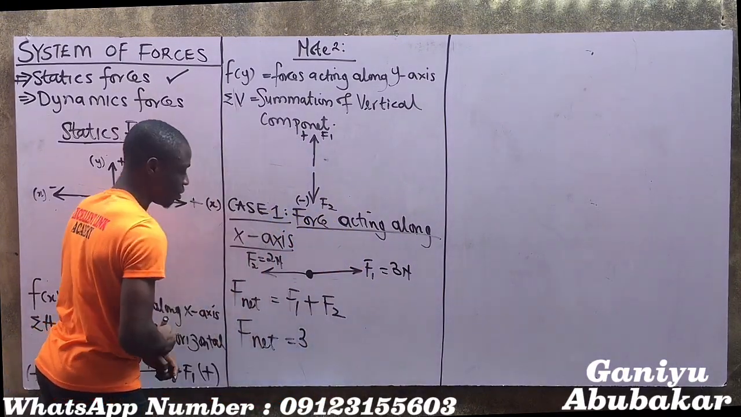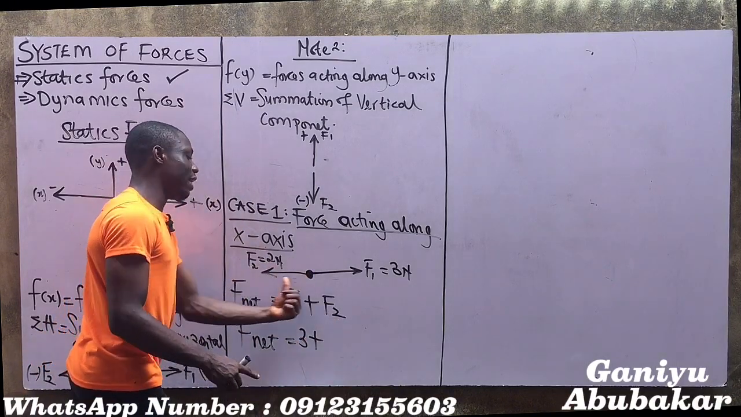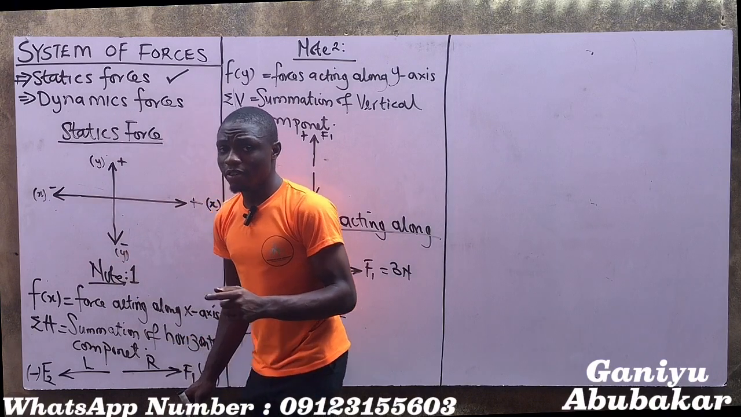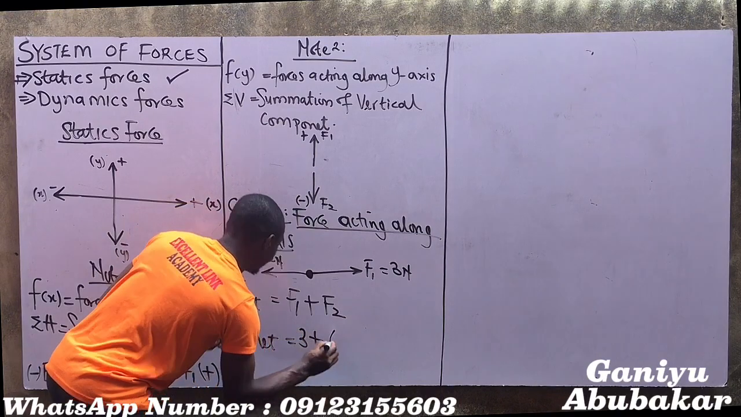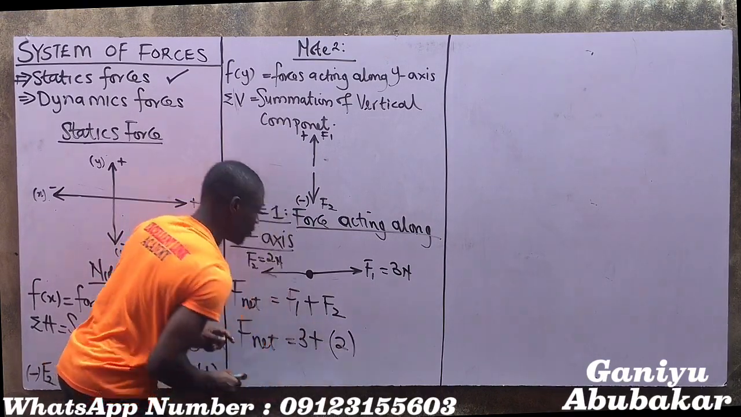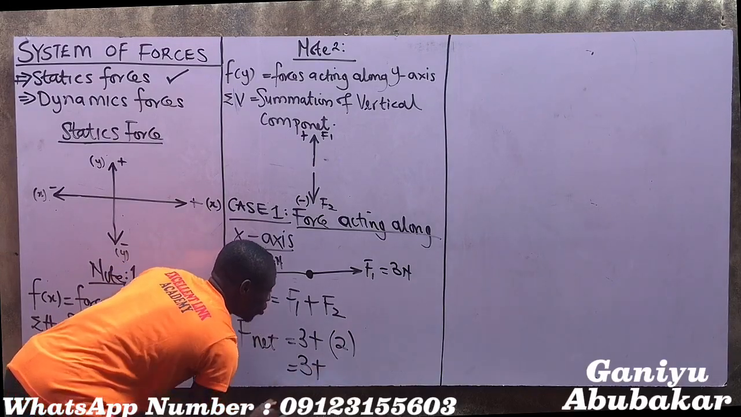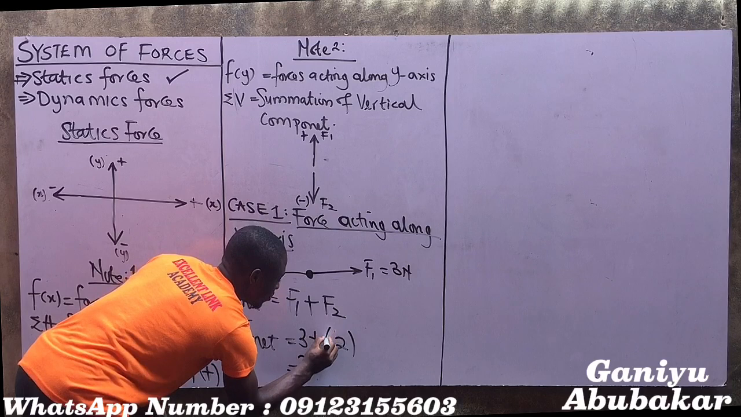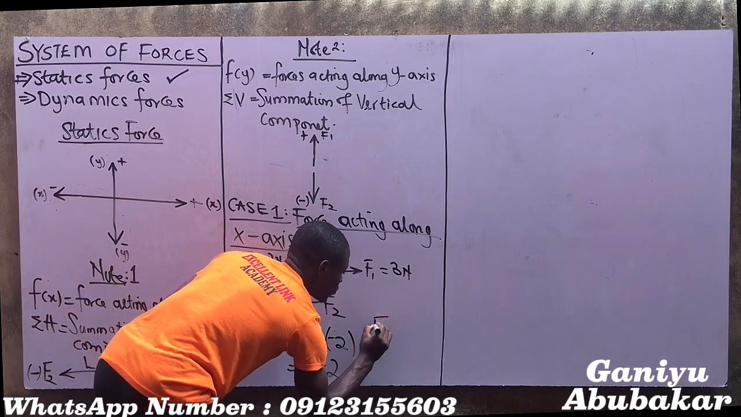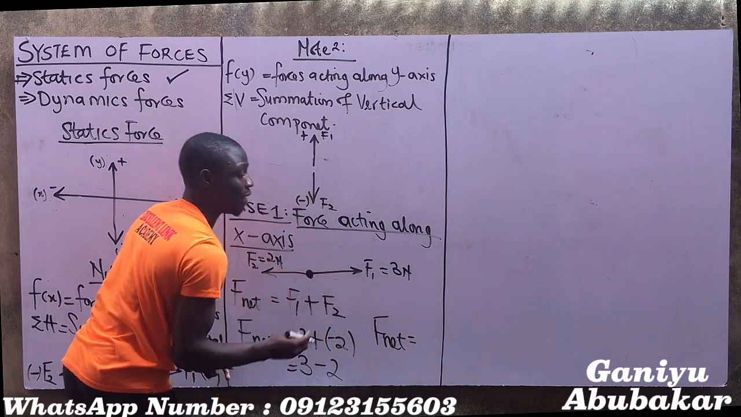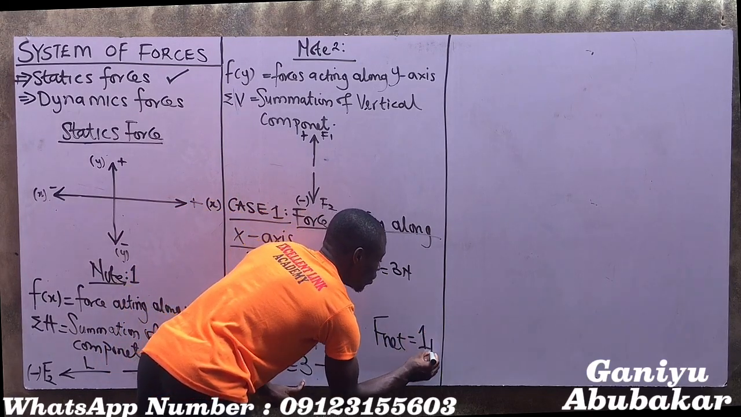That becomes 3 plus, this is F2. F2 is 2 Newton and facing the left direction. Any force facing the left direction is said to be negative. So I'll have a negative 2 Newton. Simplify this one: my net force is equal to 3 plus negative 2 Newton. Plus minus is minus, and I have 2 here. Of course, my net force, which is the same thing as my F of x, is now equal to 3 minus 2, which is 1 Newton.